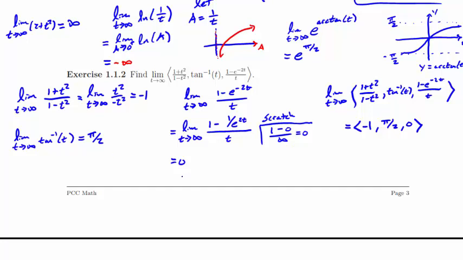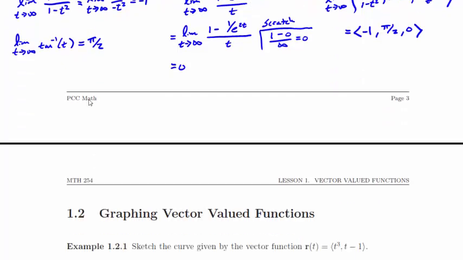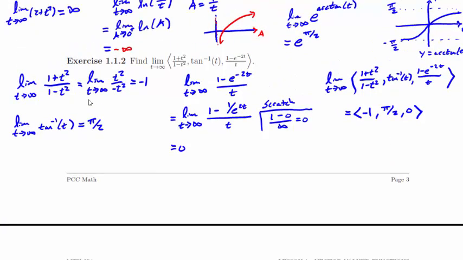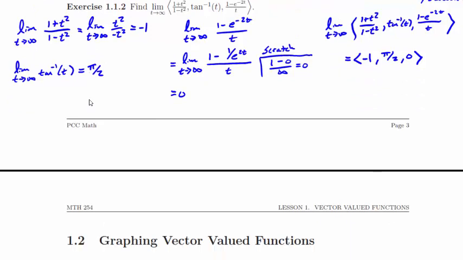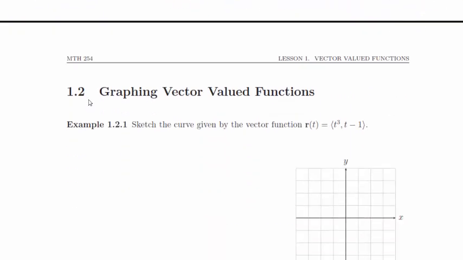All right, so I have the limits of all three components. I plug them in. So the limit as t goes to infinity of the vector function (1 plus t squared) all over (1 minus t squared), comma, t to the negative 1 of t, comma, (1 minus e to the negative 2t) all over t equals the vector negative 1, comma, pi over 2, comma, 0. And that's everything we're doing for this example. So hopefully you guys have that worked out. Let's move on to the next page.